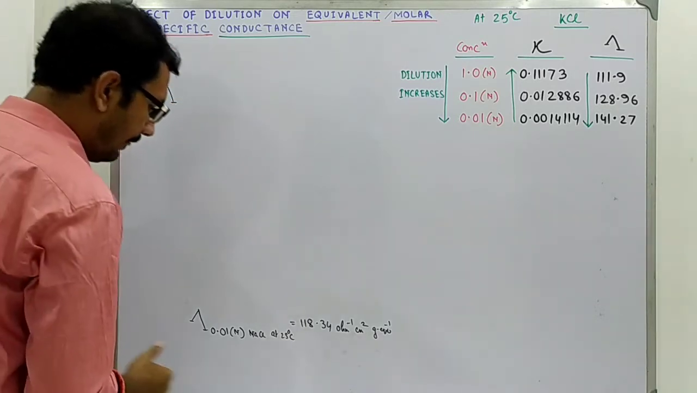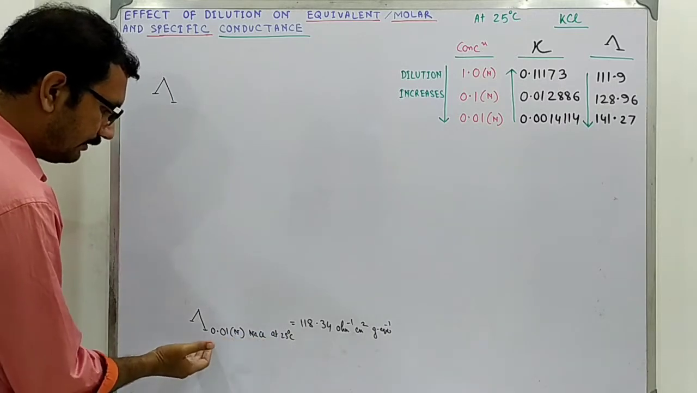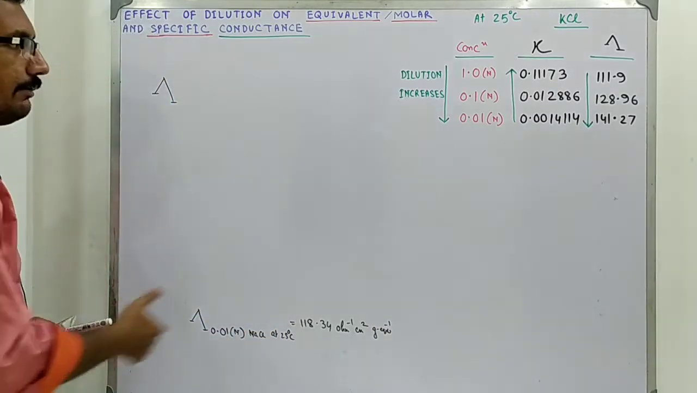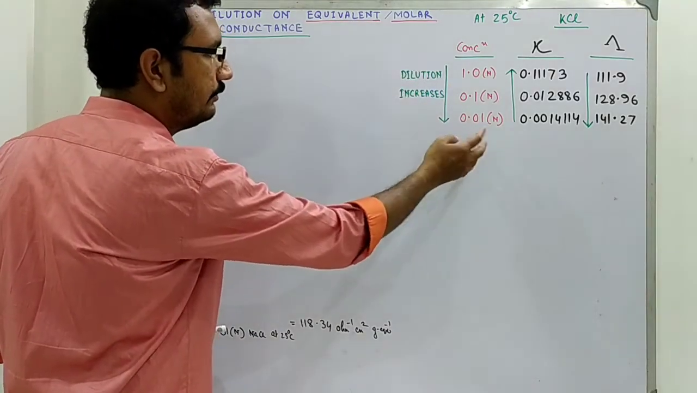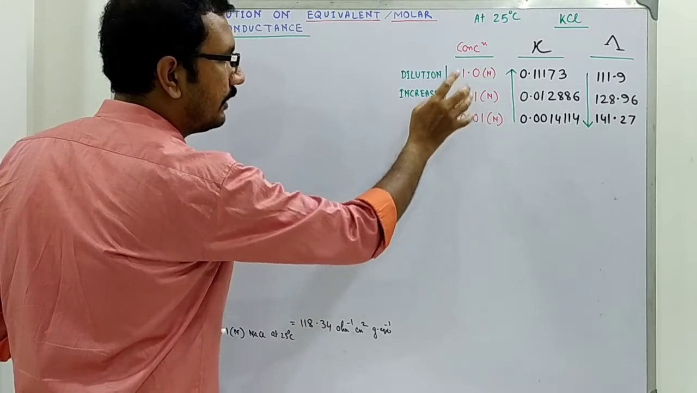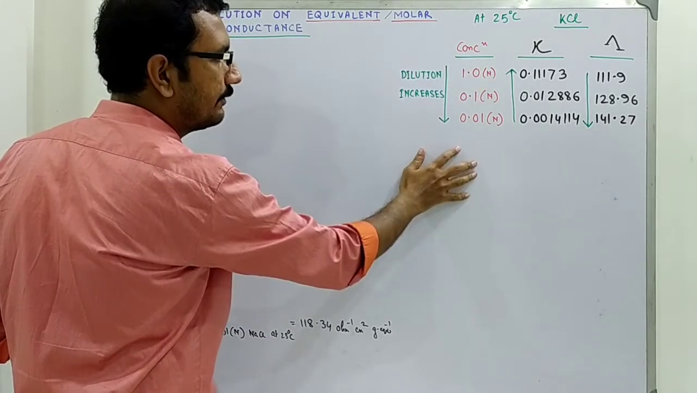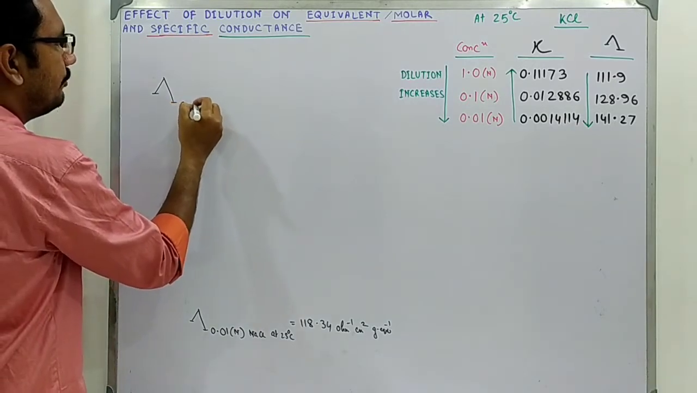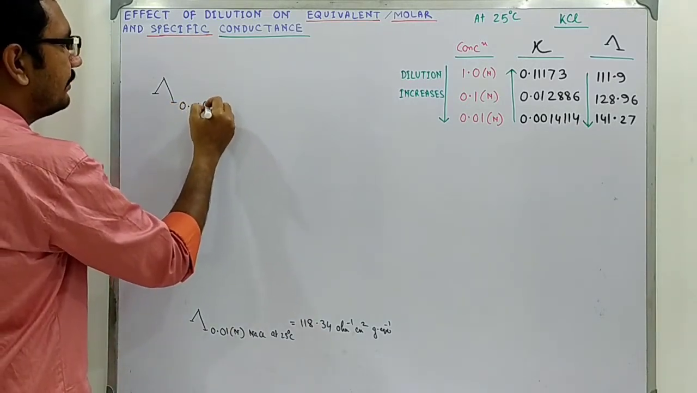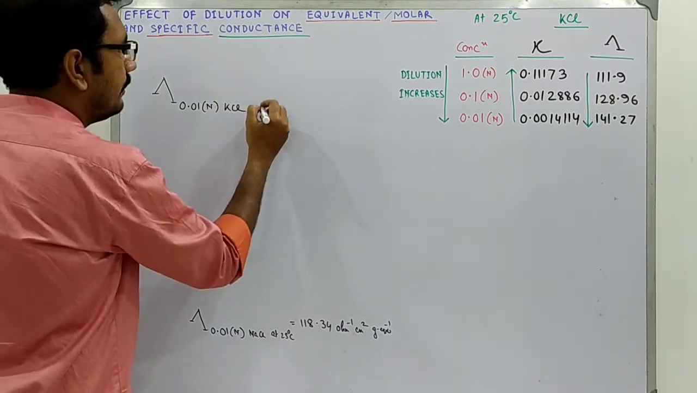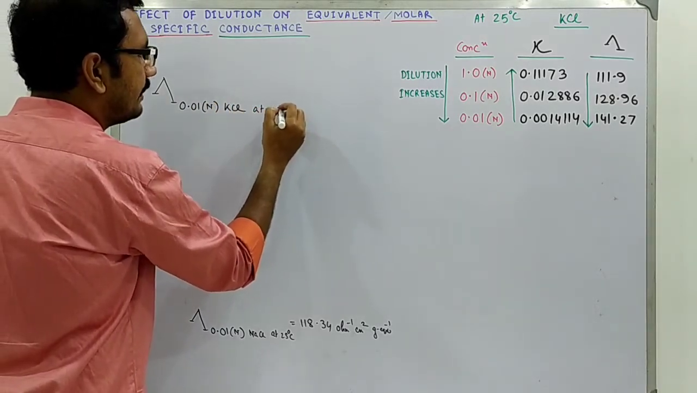This is the value of equivalent conductance of 0.01 normal NaCl at 25 degree centigrade. Now, in this chart you can have the value of the equivalent conductance for KCl at 25 degree centigrade for the same concentration. So, lambda for 0.01 normal KCl at 25 degree centigrade.